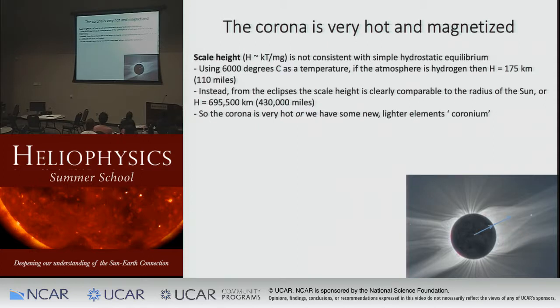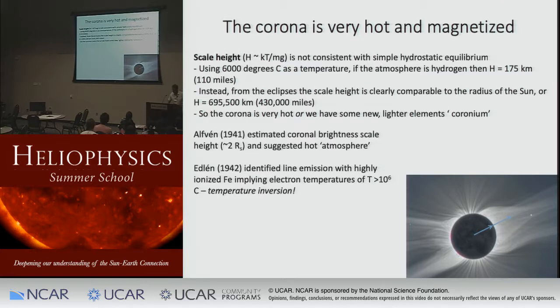The scale height associated with the photospheric temperature is very small, right? If you assume that the temperature of the corona is the black body temperature of the photosphere, and you assume that the gas is hydrogen or protons, and you calculate a scale height from hydrostatic equilibrium, you get a number which is 170, a couple hundred kilometers, much too small for what you see in an eclipse image. Okay, so that tells us that something's wrong with that idea.